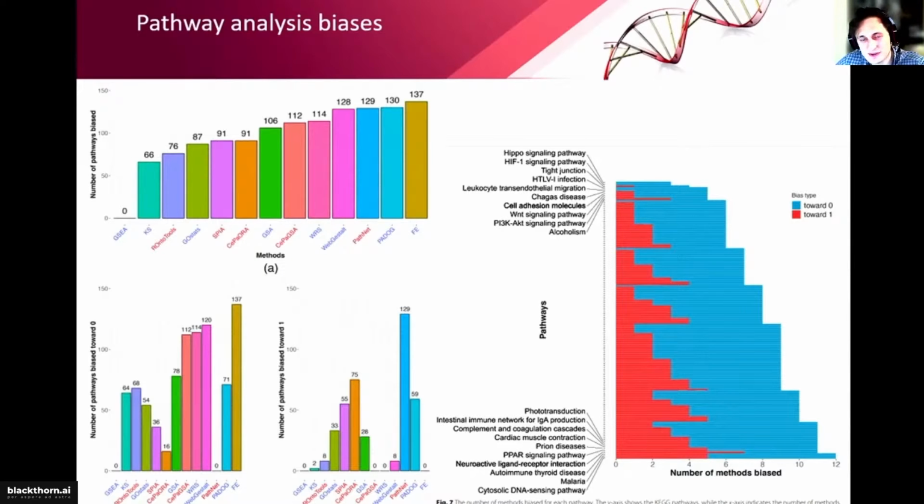You can see that this bias is uneven between pathways. Some pathways tend to be more biased toward zero or toward one. One of the sources of this is the number of genes. Different pathways have different numbers of genes, and if you have a smaller number of genes, it's probably easier to be predicted as a significantly affected pathway. So pay attention to it and normalize for the number of genes in the pathway.